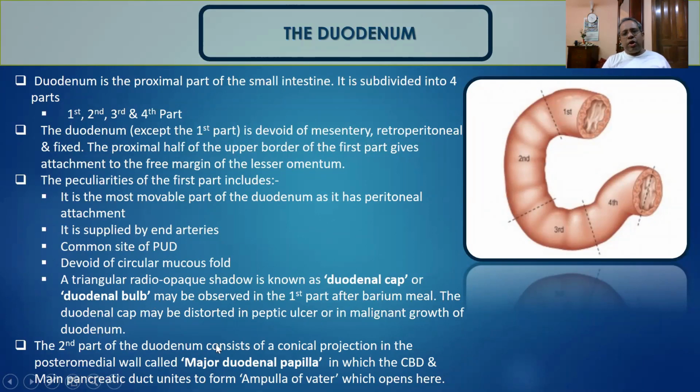The second part of the duodenum has a conical projection in the posterior medial wall called the major duodenal papilla, in which the CBD and the main pancreatic duct unite to form the ampulla of Vater, which opens here in the second part.